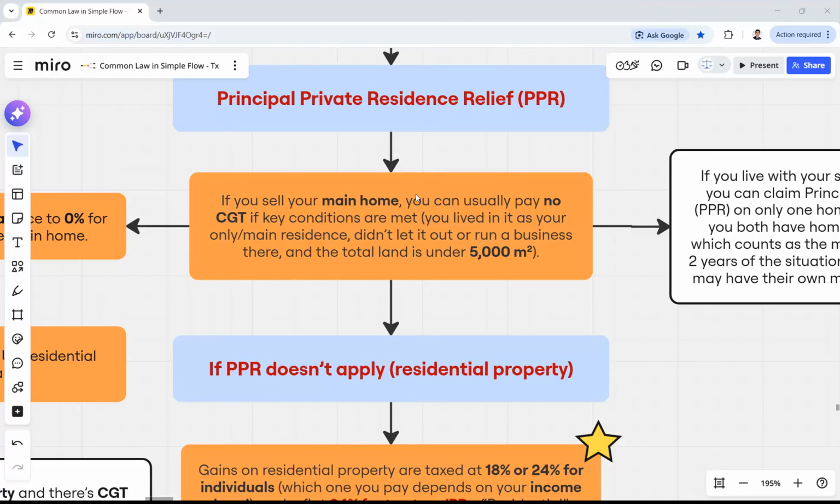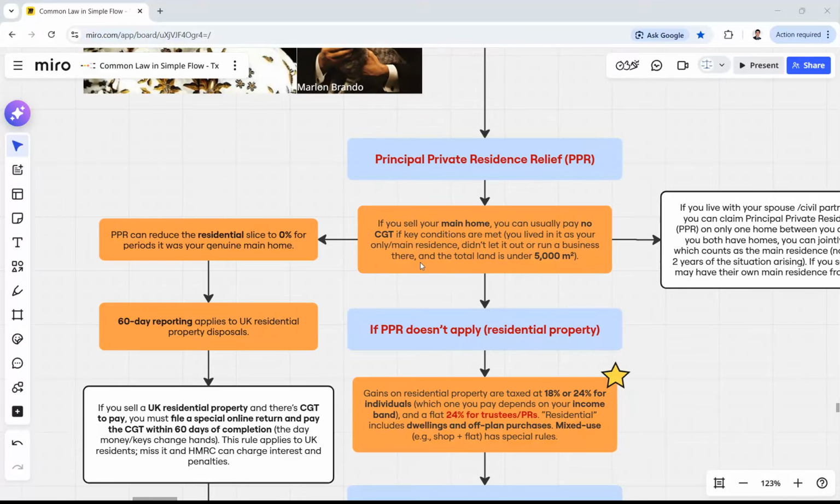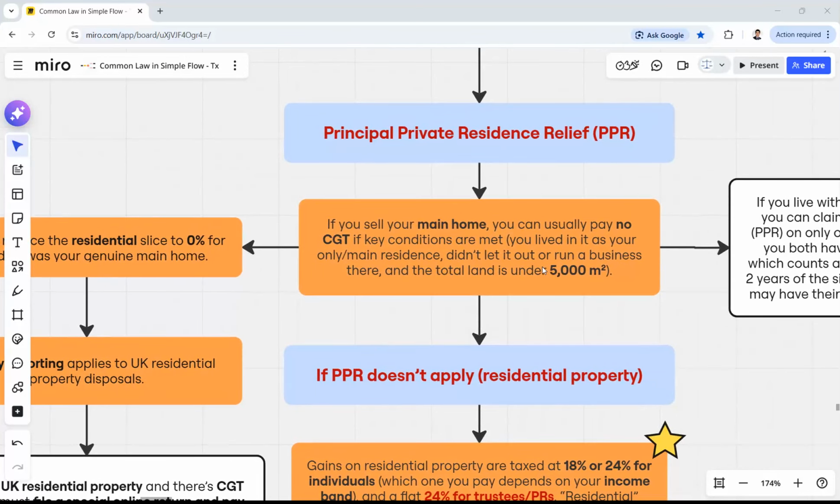If you sell your main home, you can usually pay no CGT if key conditions are met. You lived in it as your only main residence, didn't let it out or run a business there, and the total land is under 5,000 square meters. So that was your main home, your main apartment, and you will not pay capital gains tax if you sell your main home. The whole purpose is that when you sell your main home, you get as much money as possible. But there are some conditions. It should be your only and main residence.